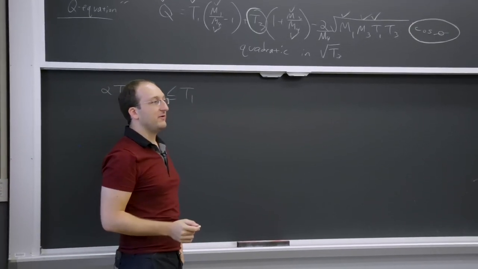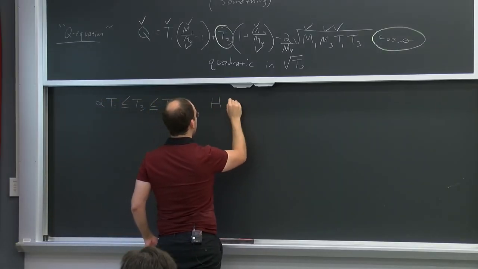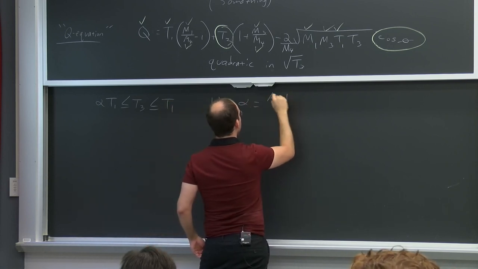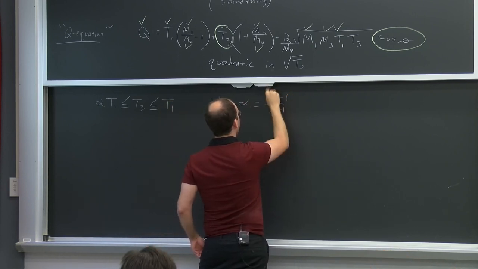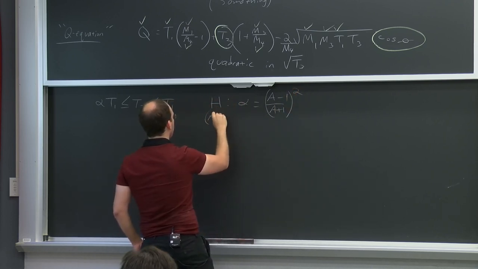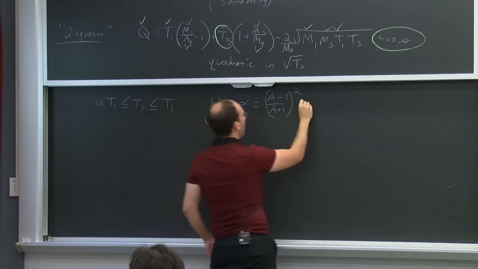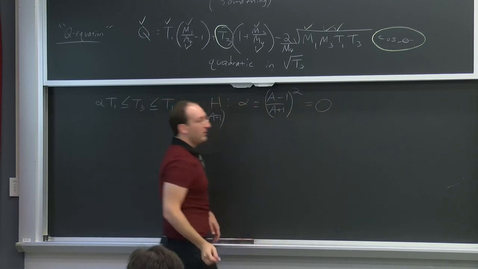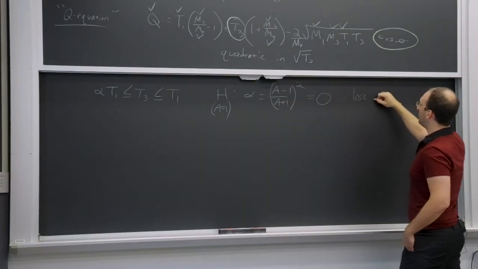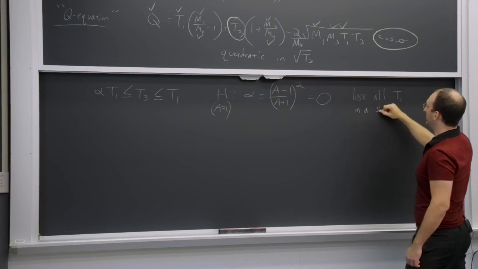So what is alpha for typical materials? Let's say for hydrogen, alpha equals, well, it's always (A minus 1 over A plus 1) squared. And for hydrogen, A equals 1. Then we have 1 minus 1 on the numerator, so alpha equals 0. What this means is that for the case of hydrogen, you can lose all of the neutron energy in a single collision.